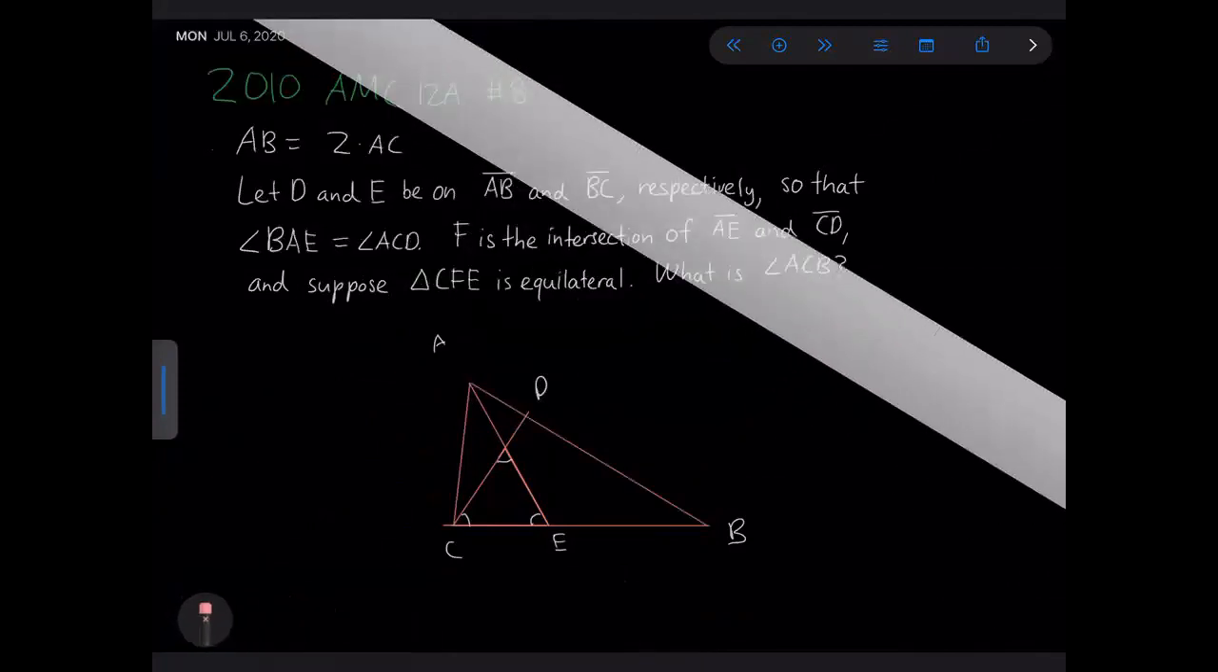All right, that's significantly better. It took a couple tries, but that's honestly the hardest part of the problem. So now we can move on to actual angle chasing.